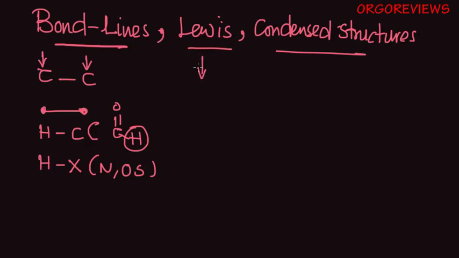In Lewis structures, you have to show every bond and every atom in the structure. So let's look at the structure of methane. Methane is one carbon connected to 4 hydrogens. So we're going to show every hydrogen and the carbon in this structure.